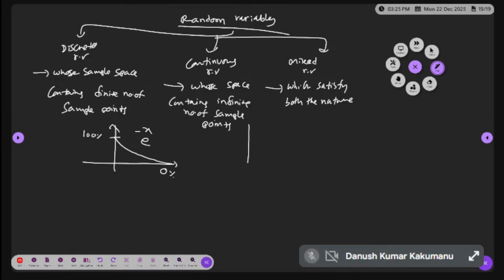Exponential. Uniform, exponential, normal, binomial, Poisson. Our exponential distribution is this type of graph only. Exponential distribution. Understanding? No confusion? Yes.